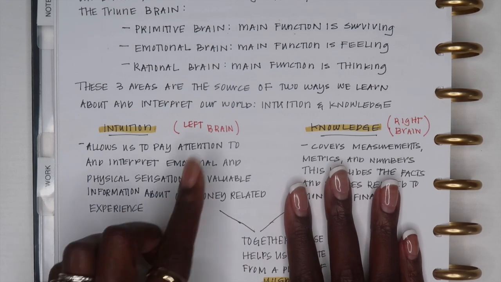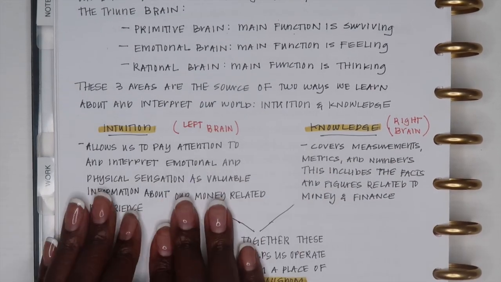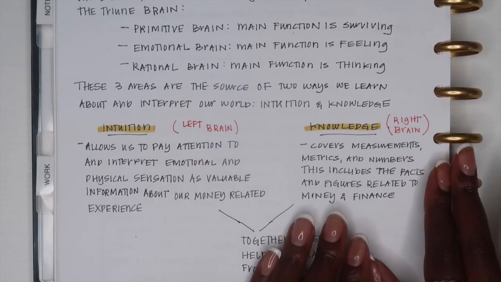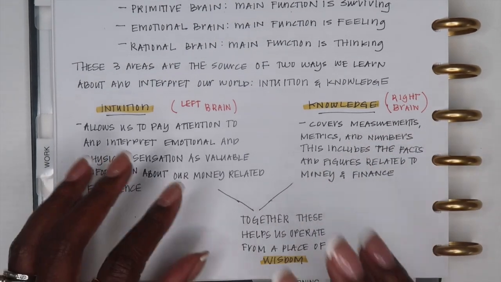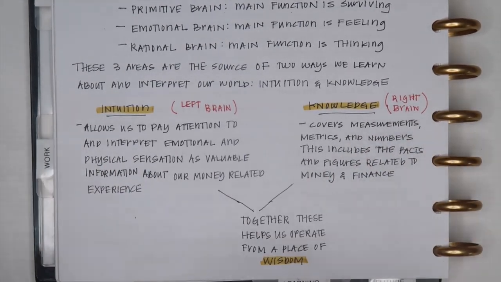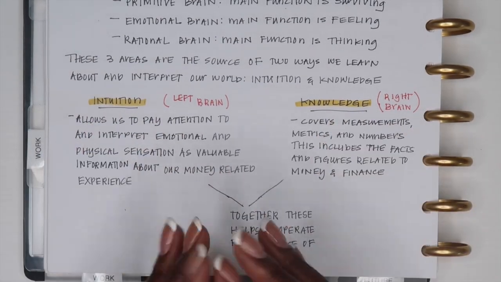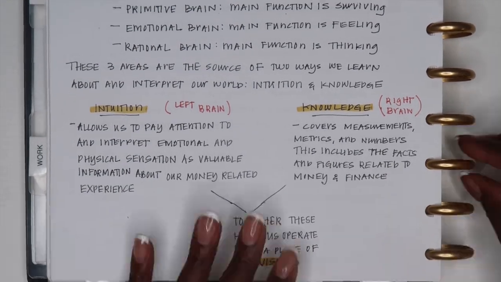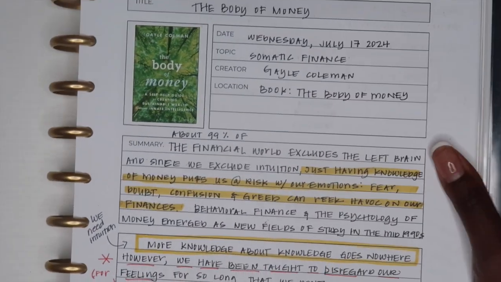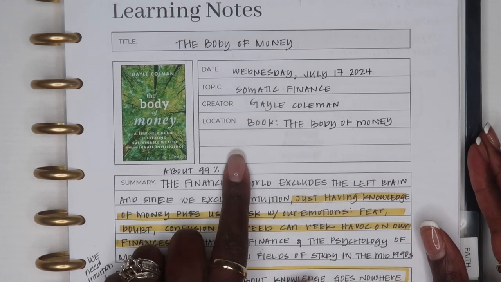The same thing down here, I wrote in red because I wanted to remind myself that intuition is the left side of the brain and knowledge is the right side of the brain. I feel like it's something that I wanted to make sure that I could go back and recall, because both the intuition and the knowledge is how we learn about money overall and how we're able to make better financial decisions.